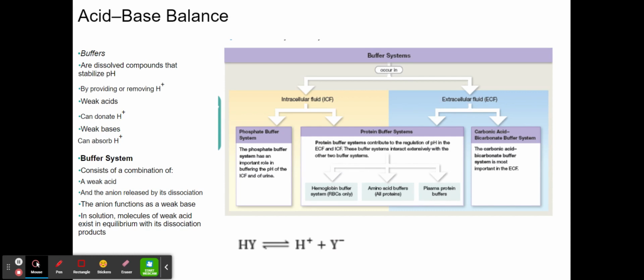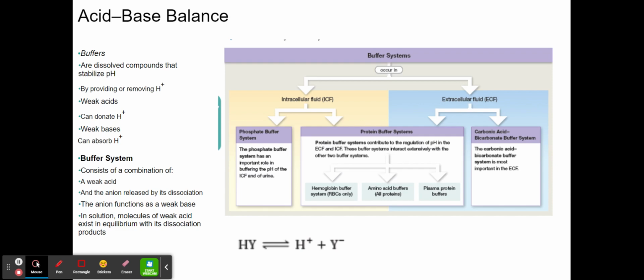A buffer system in body fluids generally consists of a combination of a weak acid and the anion released by its dissociation. The anion functions as a weak base. In solution, molecules of the weak acid exist in equilibrium with its dissociation products. In chemical notation, this relationship is represented by HY dissociates to H+ plus Y-. Adding hydrogen to the solution upsets the equilibrium. As a result, additional molecules of the weak acid form, removing some of the hydrogen from the solution.